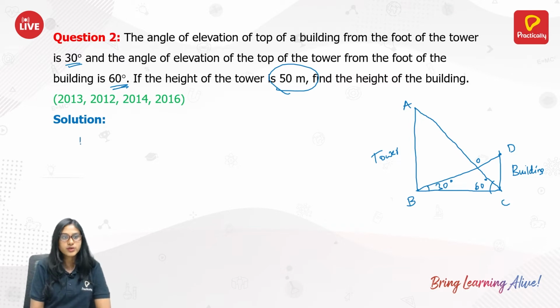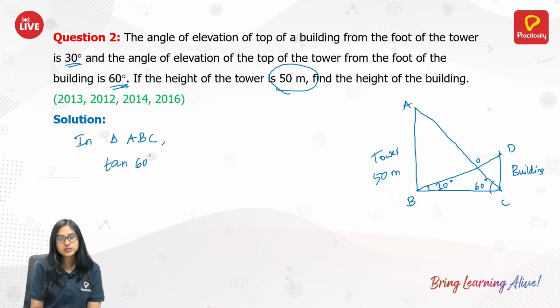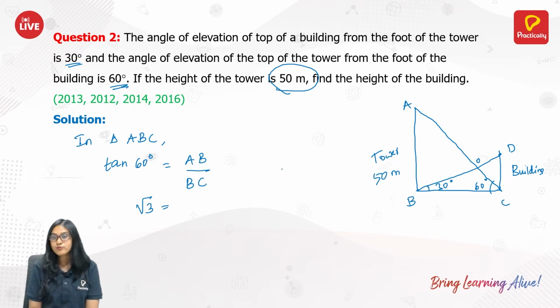Now let us solve it. So in triangle ABC, and wait, we also know that the tower height is 50 meters. So let us write it here to be clear, okay? So in triangle ABC, tan 60 degrees equals AB by BC, that is opposite by adjacent. What is the tan 60 degrees value? Root 3. What is the AB value given? 50 meters by BC. So BC equals 50 by root 3 meters.